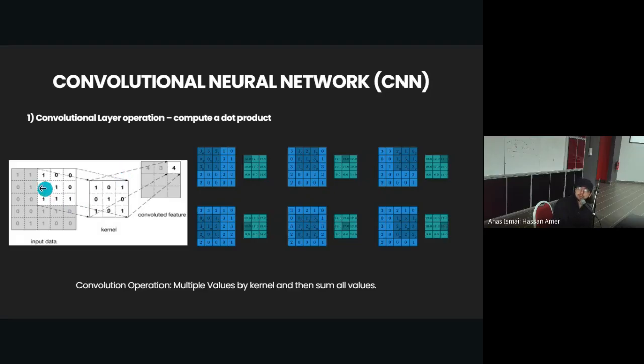And then the kernel moves on to the next part and so on until it covers the whole image and keeps shifting. Each time it shifts, it computes the multiplication for the dot product basically between the two matrices. And then it adds the sum of all of these numbers.